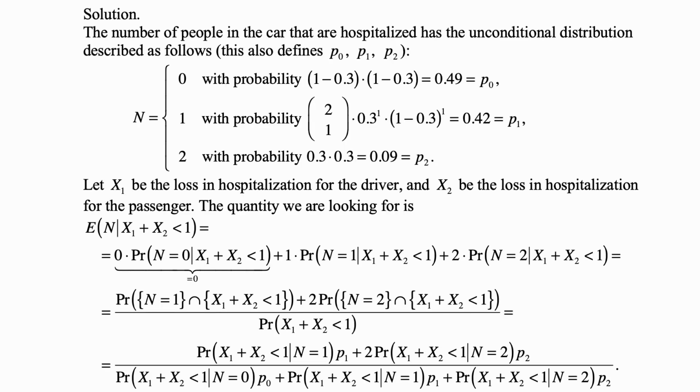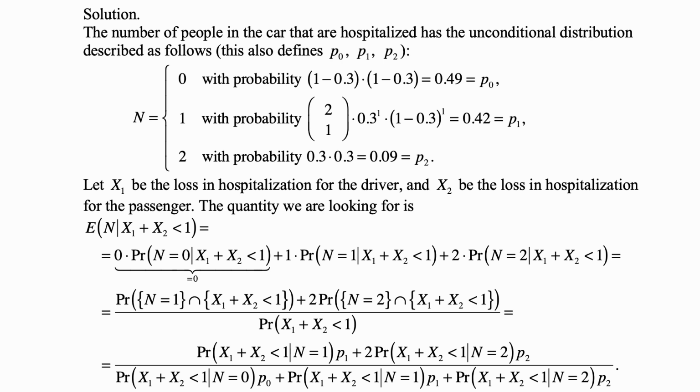And here's the solution. The number of people in the car that are hospitalized has the unconditional distribution described as follows. And you will see what these probabilities P0, P1, and P2 mean from what is written here. So n is equal to 0 with probability 1 minus 0.3 times 1 minus 0.3. That means none of them ends up being hospitalized, and that's equal to 0.7 times 0.7, so 0.49, and we call this P0.